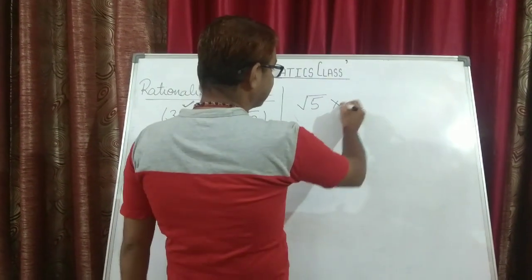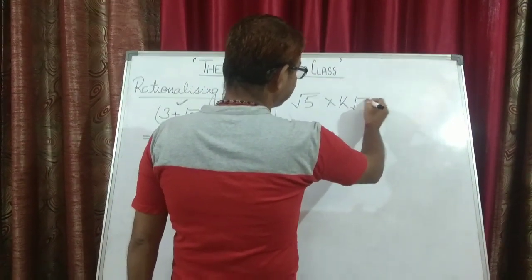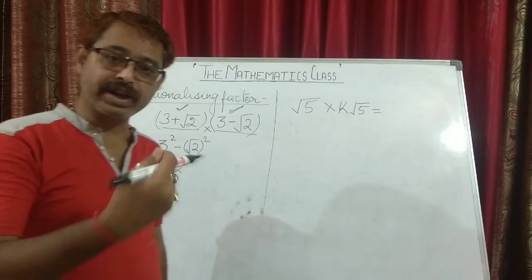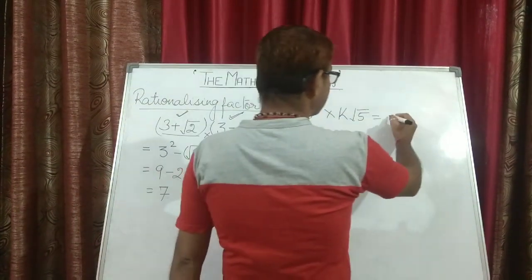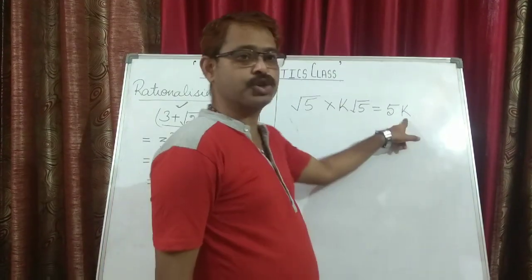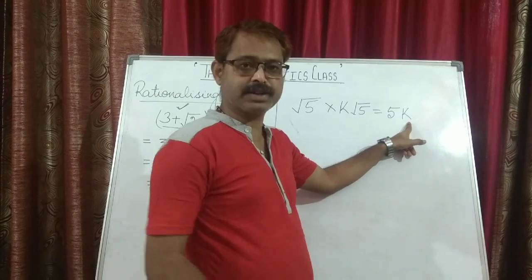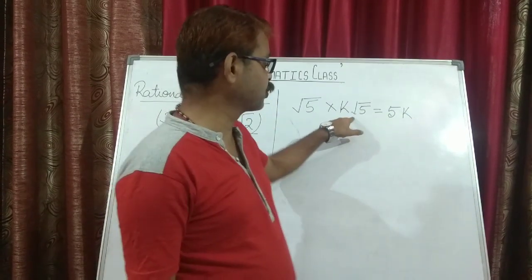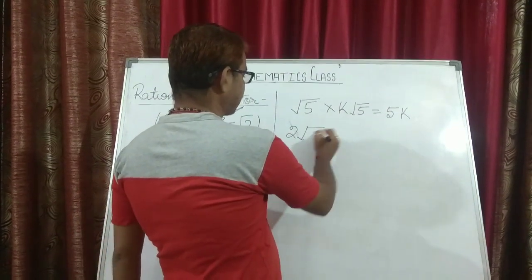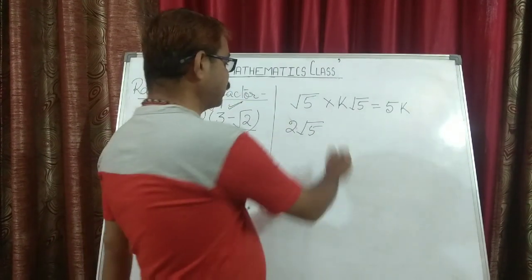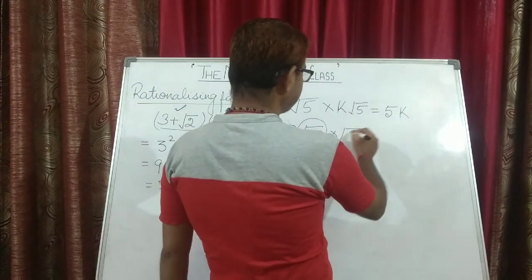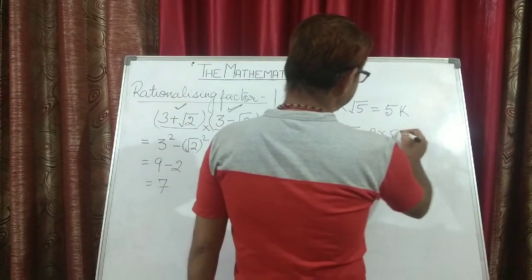It can be k times root 5, where k is any non-zero rational number. When you will multiply these two, you will get 5 times of k, where k is a non-zero number. Means this can be anything, any rational number except 0. So root 5 into root 5 will give you 5 times of k. Suppose I say, what is the rationalizing factor of 2 root 5? So simply, this is irrational number or this is a surd, you will multiply by root 5 and final value will be 2 into 5, that is 10.